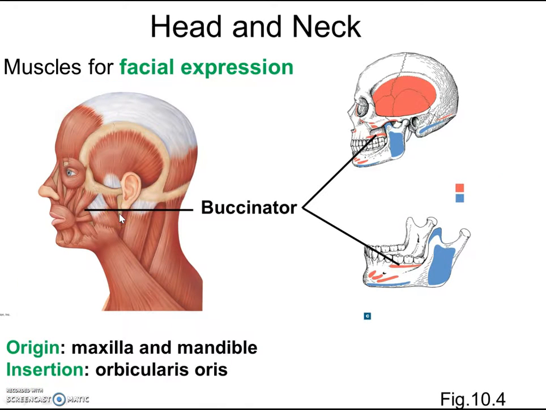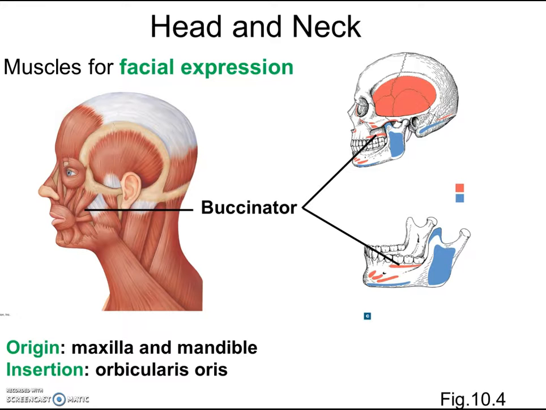Next, we have the buccinator. The buccinator is a very deep muscle in here, right by the cheek. And so when you are next to the skull, you see the buccinator right here. The buccinator's origins are on the maxilla above and the mandible below. So you can see maxilla on the top, mandible below, and the insertion is actually on the muscle we just saw with the orbicularis oris.